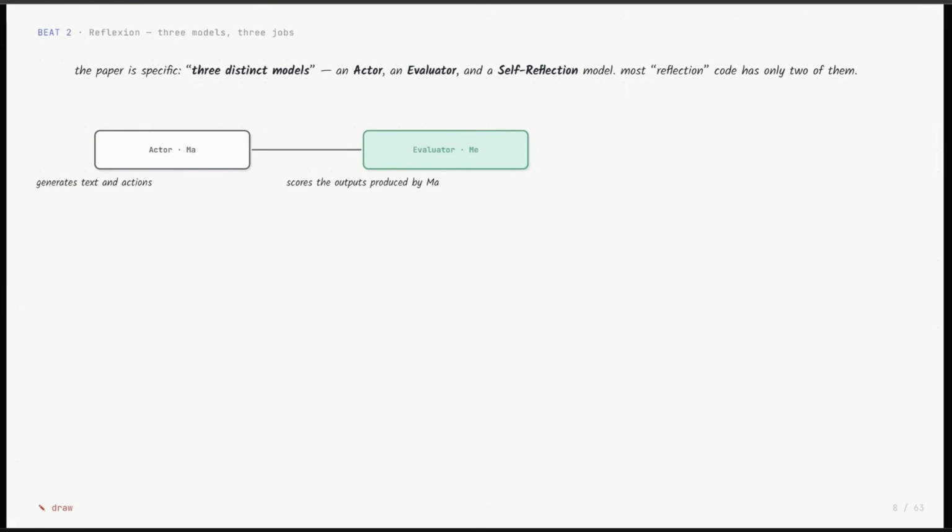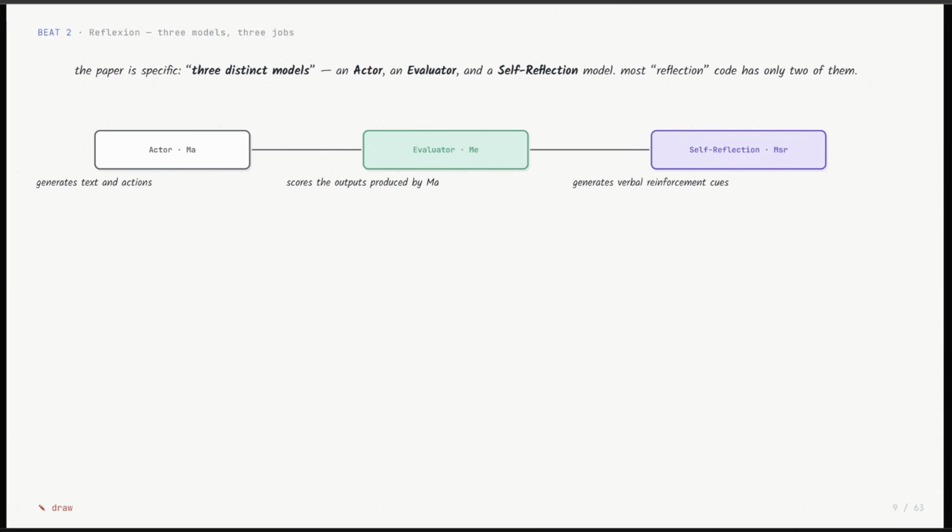Second is the evaluator. The job of the evaluator is to score the outputs produced by the actor. Note the wording here. It scores. It's not vibing or saying. It's basically, as the name states, an evaluator. It gives a grade. And we will come back to this grade later on, where it comes from, because that's very important.